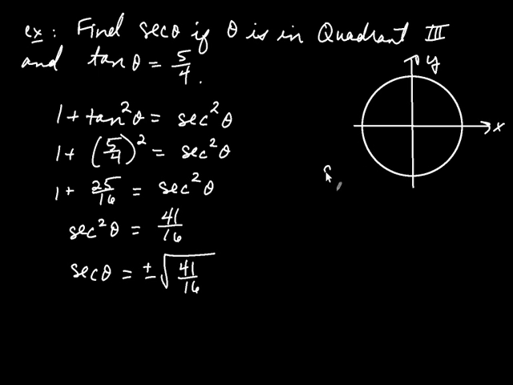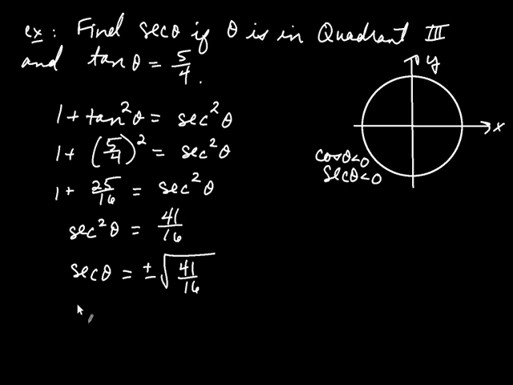And I know right here that secant of theta is less than 0. And I know that because I remember that cosine is less than 0 in this quadrant, right? And secant is simply the reciprocal of cosine. So if cosine is negative, secant is negative as well.